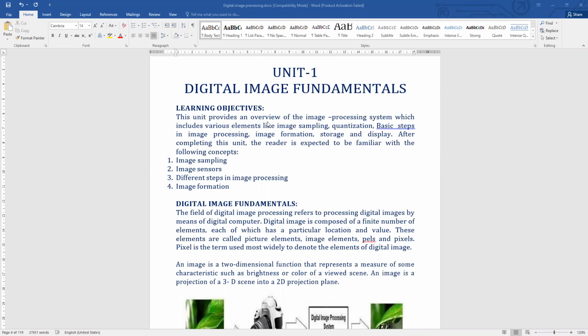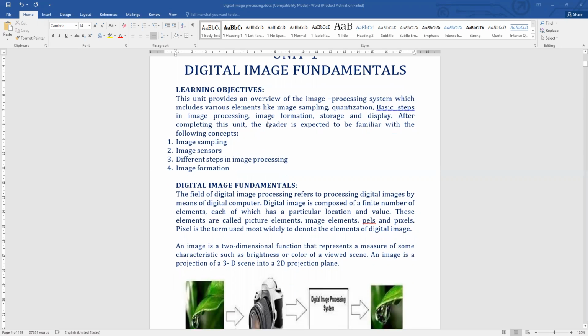After completing this unit, the reader is expected to be familiar with the following concepts: sampling, image sensor, different steps in image processing, and image formation.